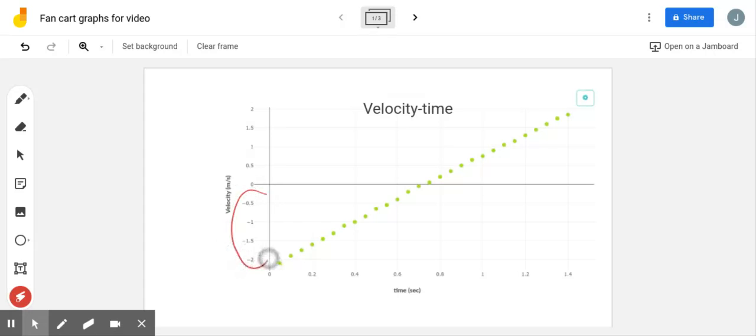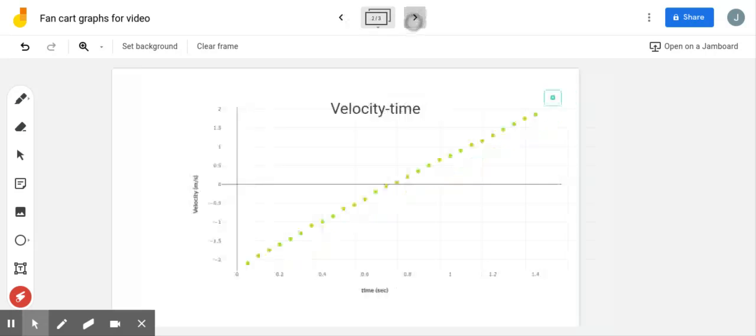Let's think about what negative velocity means, right? Negative velocity means that it's moving in the negative direction. Positive velocity means that it's moving in the positive direction. And zero velocity means it's standing still. So what we know is it's moving in the negative direction here, then it stands still, and then it moves in the positive direction, which means that it turns around. So let's think about what the position time graph might look like for motion like this.